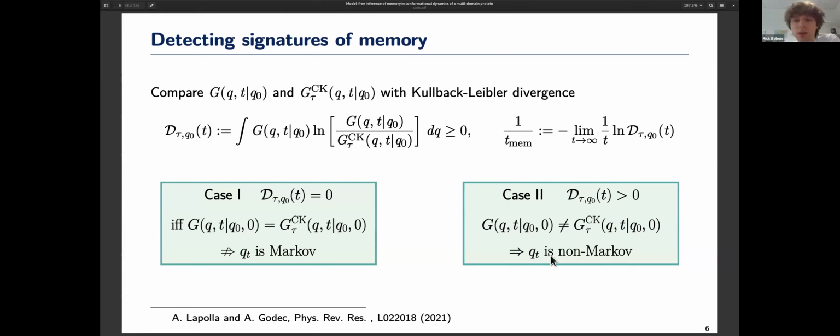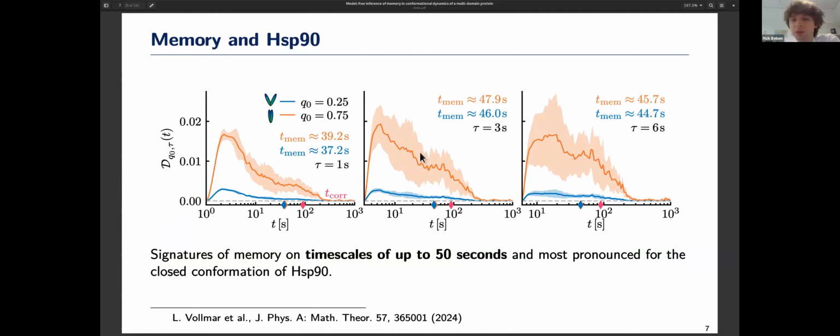Now, I'm already coming to the punchline of my talk, which is that we apply this whole machinery and procedure to the experimentally measured time series of the heat shock protein HSP90. These are some of the results. Let me guide you through this plot. In each panel, I show you this KL divergence as a function of time. The first thing we observe is that we have a quantity that is larger than 0. So the first statement we can make is that we detect clear signatures of non-Markov effects, or memory of hidden initial conditions, in our time series.